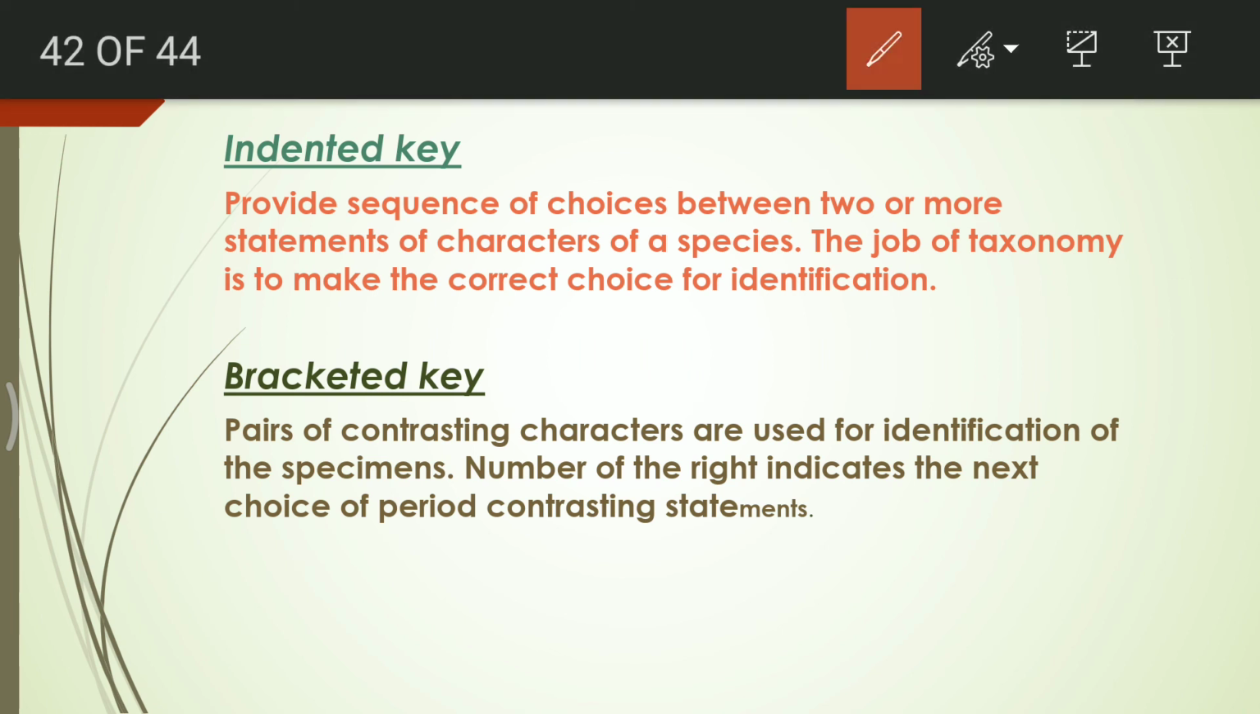And in the indented key, what we do is we have two choices. Among the choices, we just select one, and then after that, that choice of ours helps us in specifying the organism, what species it belongs to. But bracketed keys are completely different. Here there will be numbers given, one, two, three, four numbers will be there.